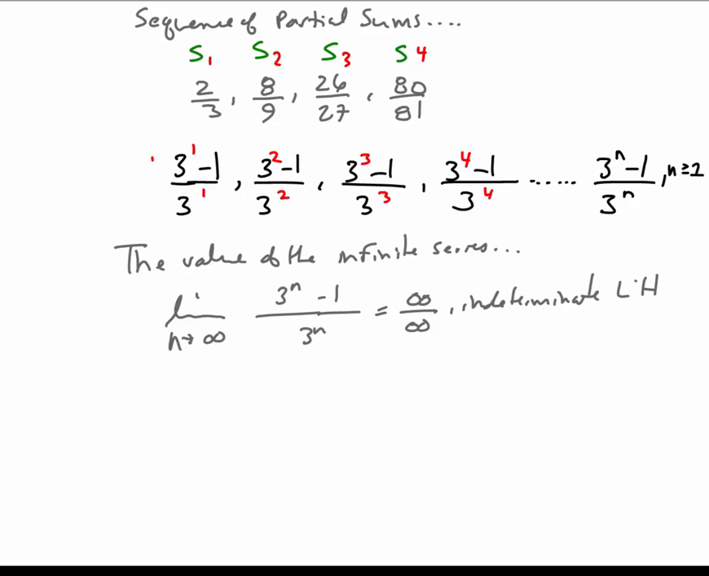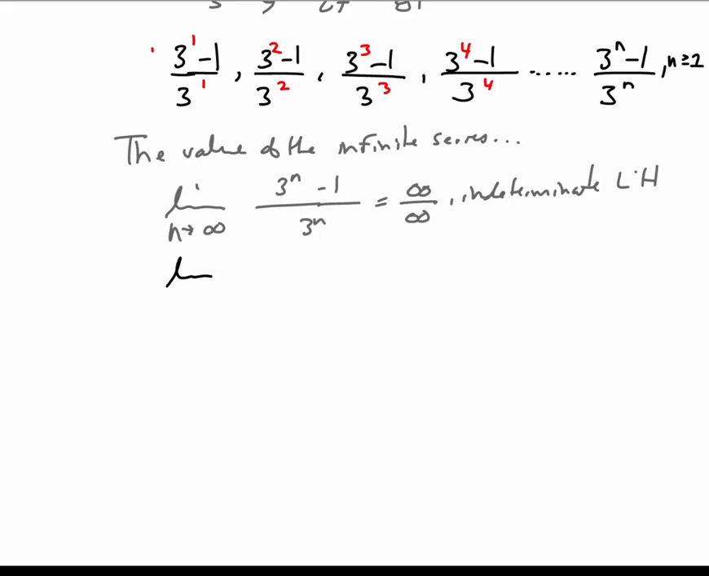So indeterminate L'Hopital says I need to take the limit as n approaches infinity of the derivative of the numerator, which is going to be 3 to the n natural log of 3 times u prime. So I'll write that formula off to the side. It's definitely one that you'll want to have on your formula card. So the derivative of n is 1. Let's do the same to the denominator, and the derivative of 1 over here is 0. Derivative of a constant is 0. So the derivative of 3 to the n is 3 to the n natural log of 3 times the derivative of n, which is 1.